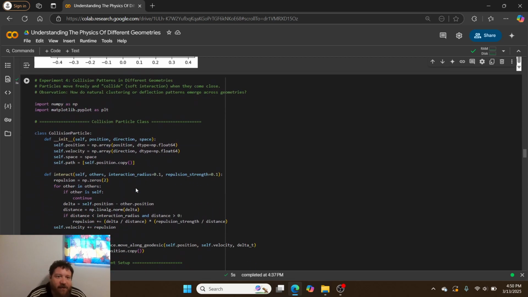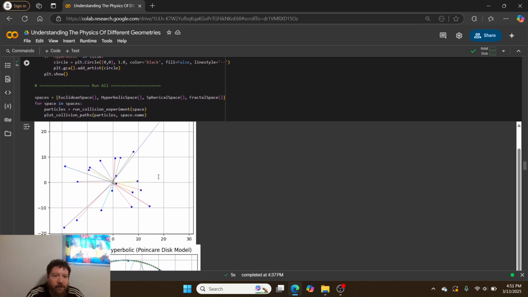And then experiment 4 is collision patterns in different geometries. So we're going to smash particles together, and see how natural clustering or deflection patterns emerge across geometries in this instance. And then, as I pointed out before, and you want to pay attention to, hyperbolic space tends to increase clustering dynamics, right? But what we see in these environments is that some of them have the exact opposite effect, where some of them increase deflection dynamics. So we're going to have particles move freely, and then we want them to collide. We're going to have them collide in these interactions, and where they come close, we're going to see what happens within them.